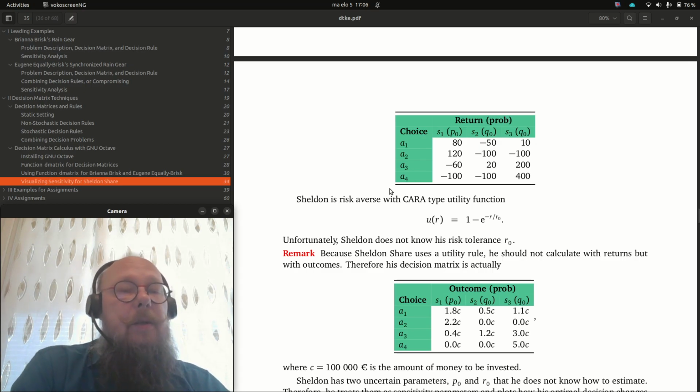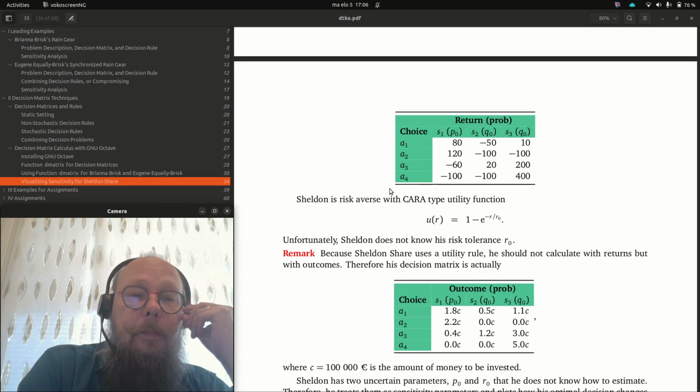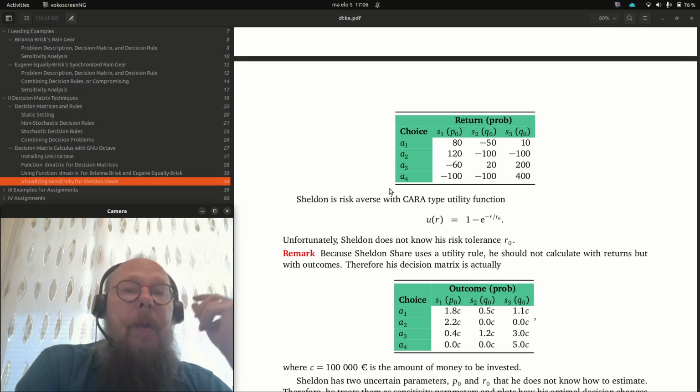And then Sheldon has to decide how he will react to uncertainty. So Sheldon will be a risk-averse person with a constant absolute risk aversion utility. This utility function u of r is 1 minus e to the power minus r over r0, where r0 is the risk tolerance. And again, unfortunately, Sheldon does not know his risk tolerance, so this r0 will be a free sensitivity parameter.